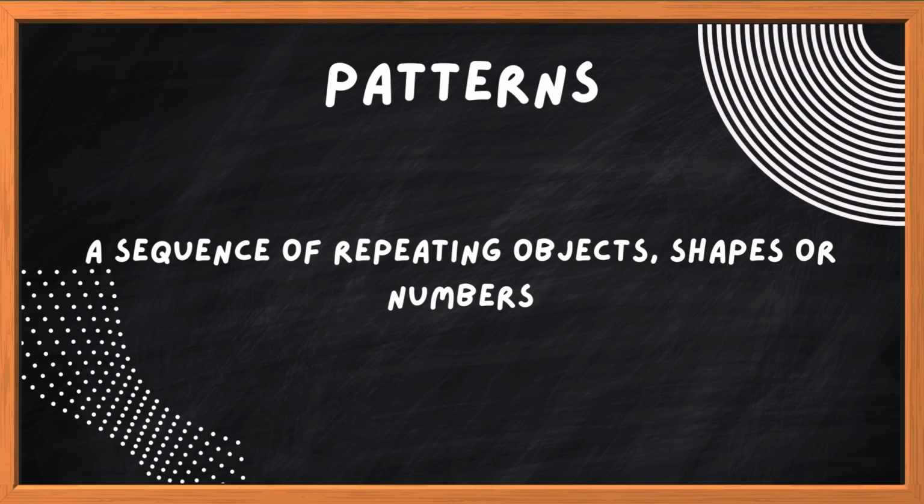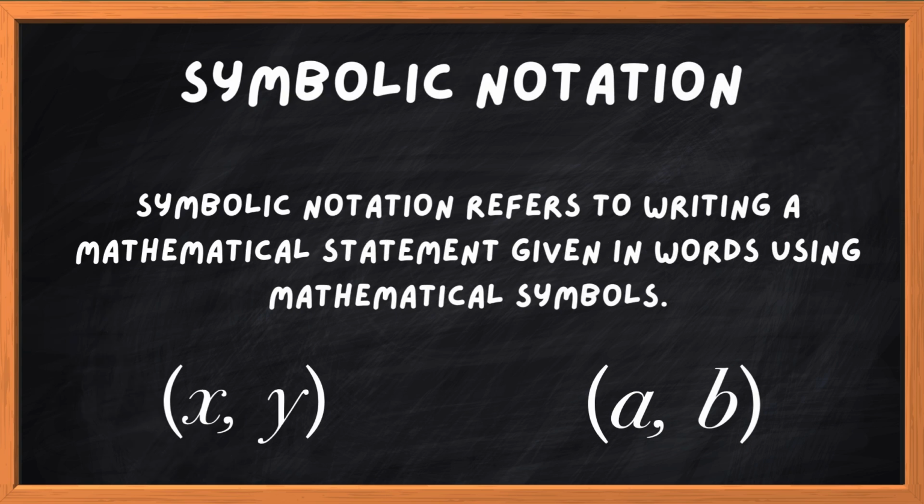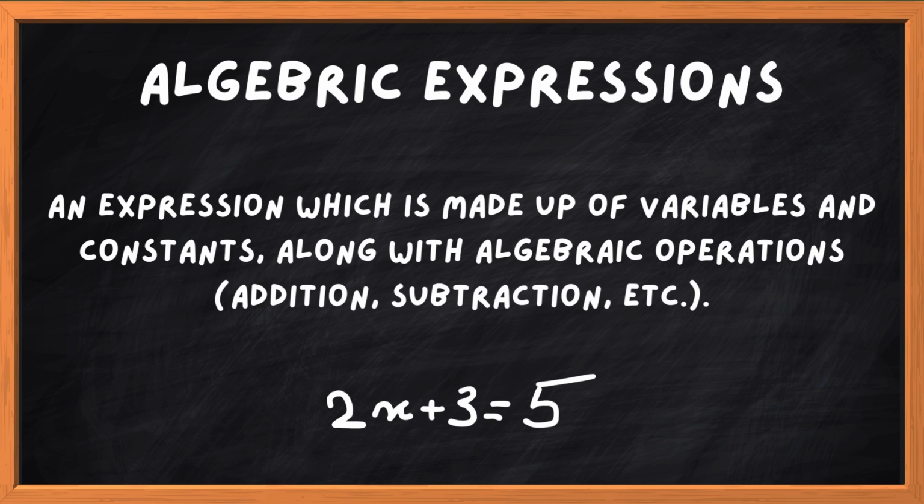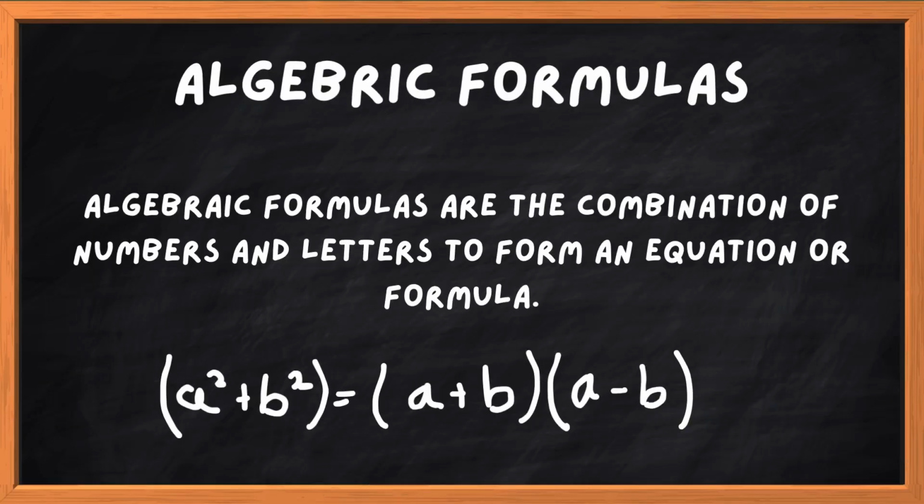Patterns. A sequence of repeating objects, shapes, or numbers. Symbolic notation. Symbolic notation refers to writing a mathematical statement given in words using mathematical symbols. Algebraic expressions. An expression which is made up of a variable and constant along with an algebraic operation. Algebraic formulas. Algebraic formulas are the combination of numbers and letters to form an equation or formula.